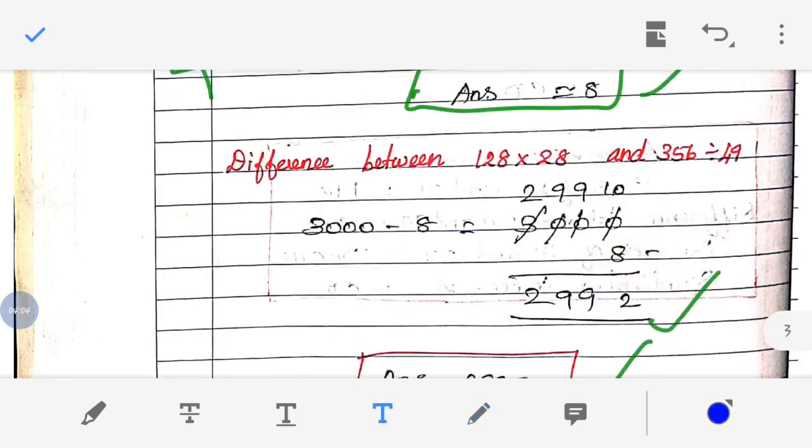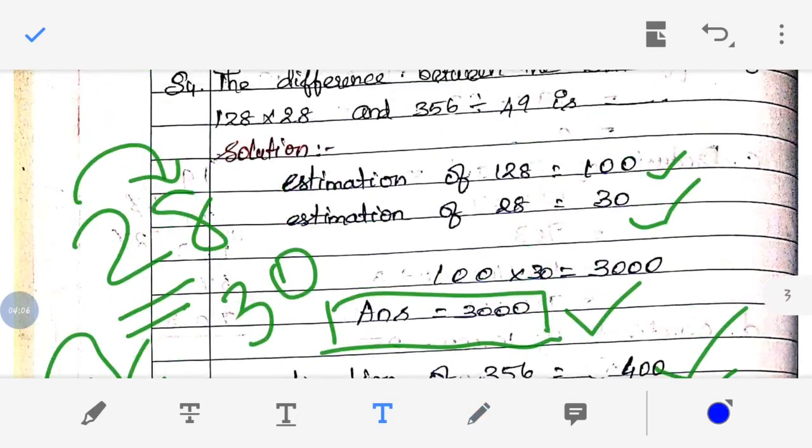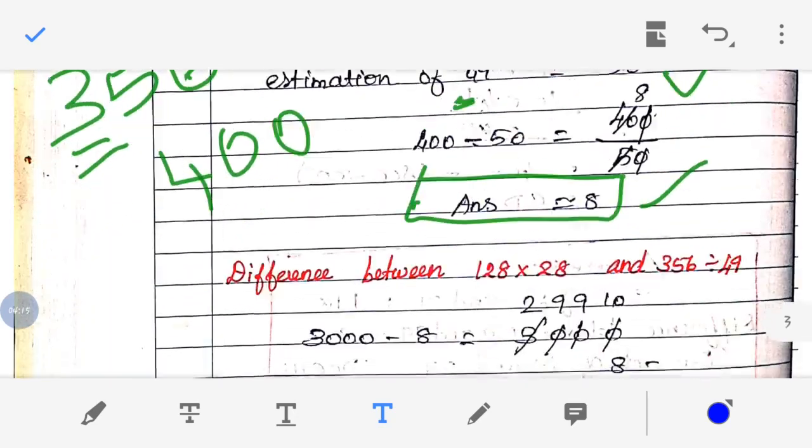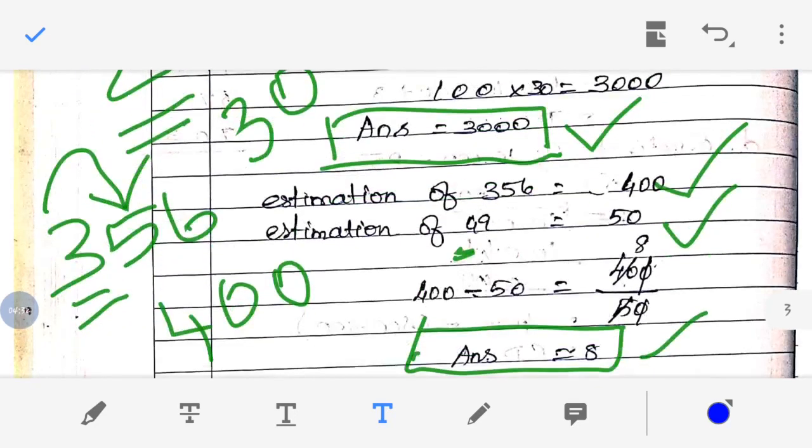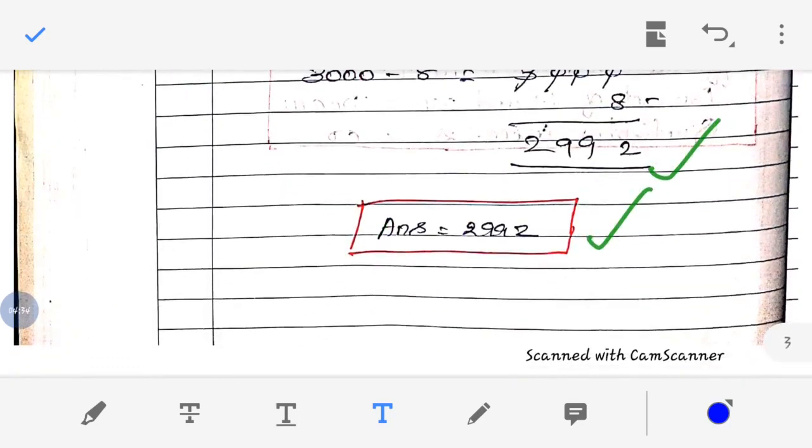So students, please keep it in your mind that whenever you are doing an operation, it may be addition or subtraction or multiplication or division, first you have to do the estimation and then you have to perform the operation. Okay, and read the question twice before answering. Here they have given multiplication as well as division, and they have asked you to find the difference between the two. So read the question carefully and then answer. In this way you have to answer this question.